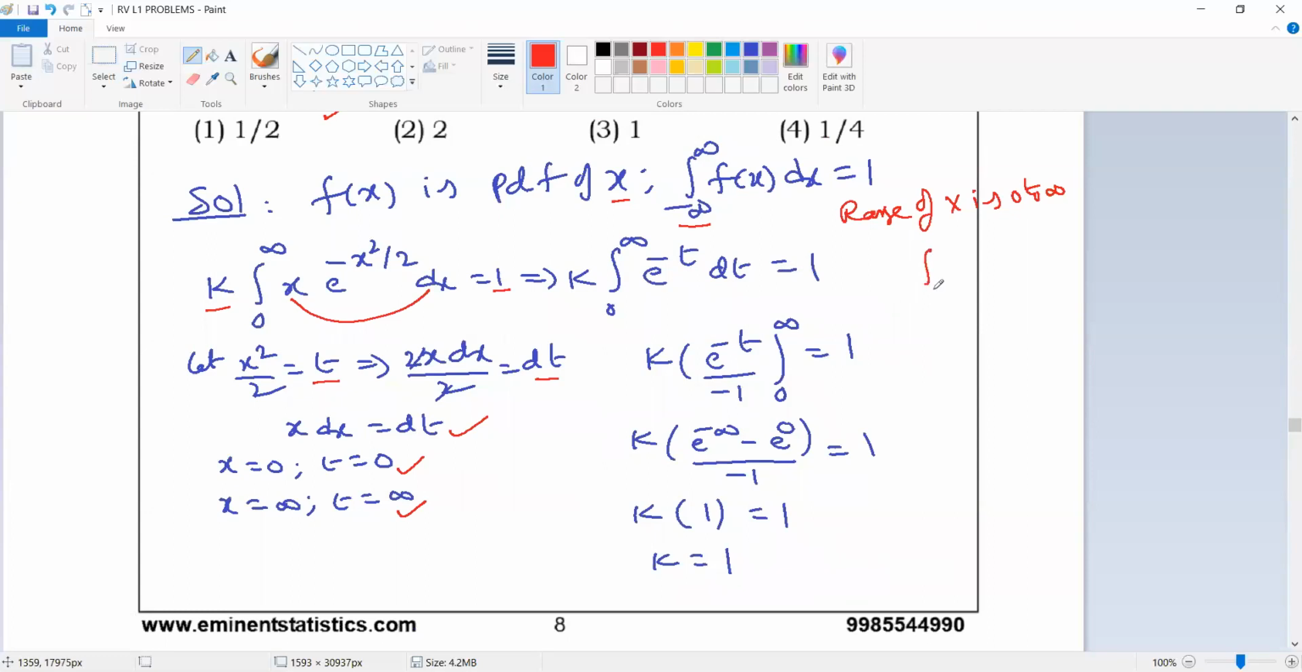So remember, one point here is a standard result: the integral from 0 to infinity of e power minus x dx is always equal to 1 for any random variable. Any variable here is x or p or y. This result is equal to 1.